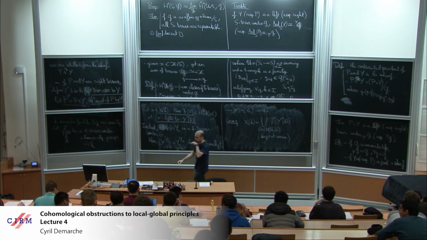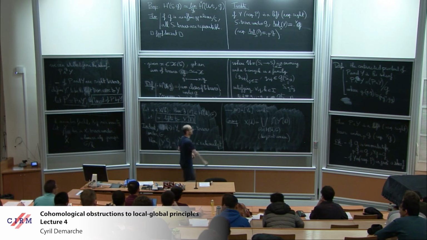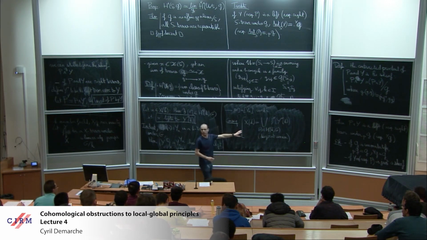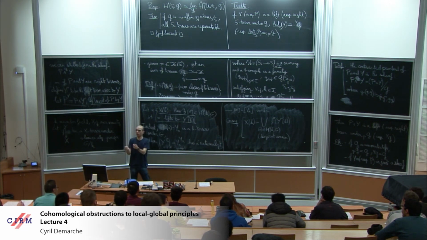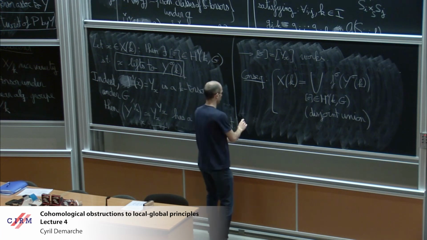Maybe we could say that the sigma that you get is just the evaluation of the class of the torsor. Exactly. So this is the geometric description, but we have a more, I don't know if it's more concrete or not, but a more cohomological description.